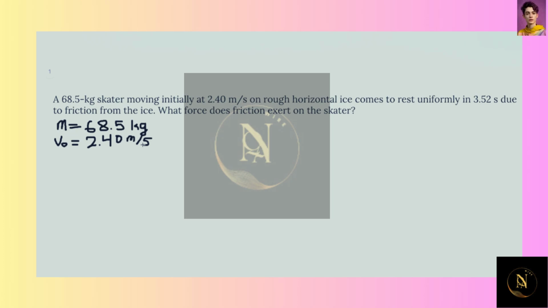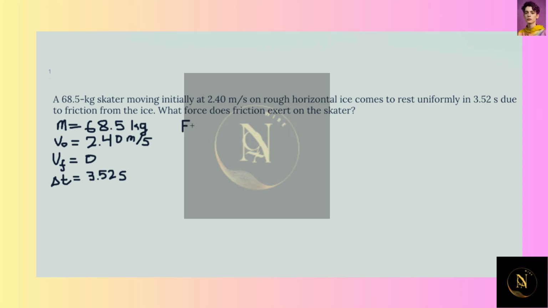The third piece of information that's given to us in this problem is the final velocity of the ice skater, because we're told that he or she comes to rest, so they have a final velocity of 0. And then the fourth and final piece of information is the time interval over which the force is acting. So let's call that delta t, and that takes 3.52 seconds.